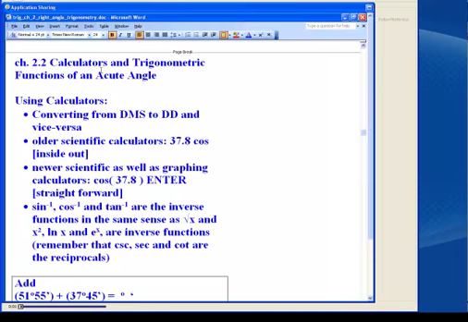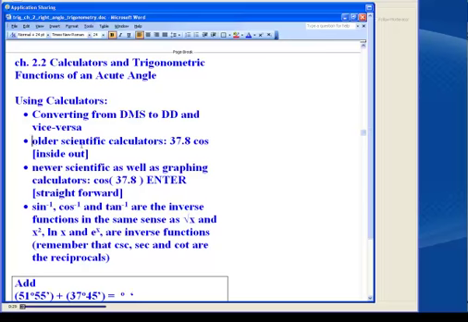Welcome to the section on calculators and trigonometric functions of an acute angle. I will mention later why it is an acute angle and not an obtuse angle. Using calculators, we'll figure out how to convert from degrees, minutes, seconds to decimal degrees and the other way around.